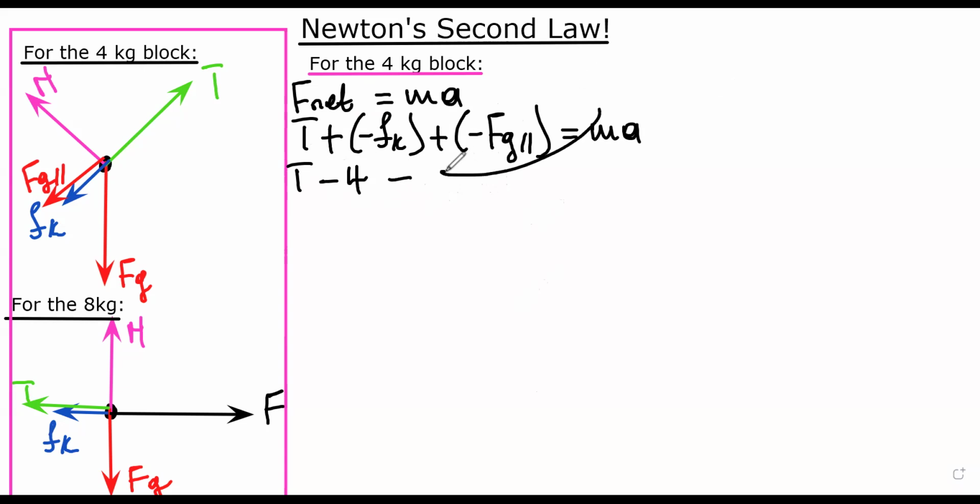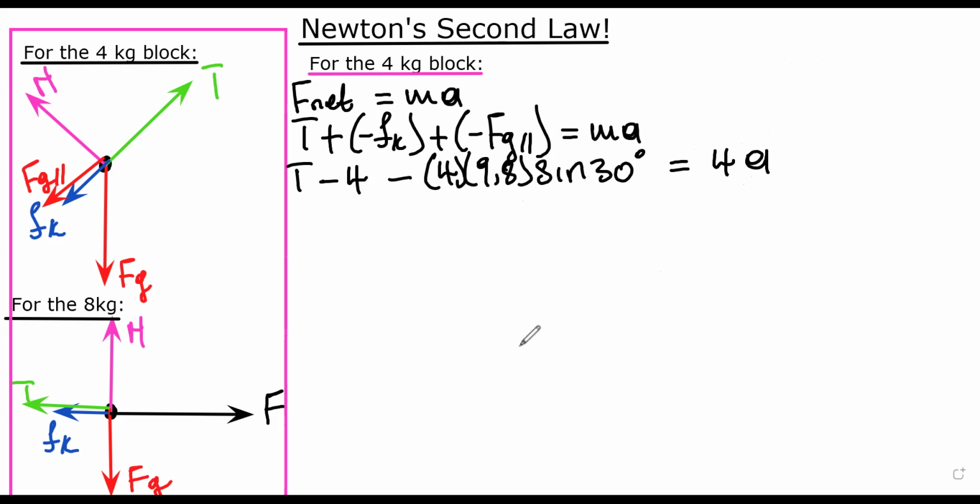Now, how can we find this parallel component of the gravitational force? Well, we know that by taking the mass, multiplying it with the gravitational acceleration, and multiplying this with the sine of the angle of the incline. Okay? Now, what is the mass of this block? Well, it's 4 kg. Acceleration due to gravity is 9.8. And the angle of the incline is 30 degrees. And the mass is going to be 4. The acceleration is a.